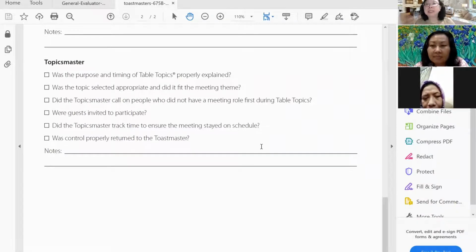In table topics, I think you also need to pay attention when there are guests. The topic master has to introduce what table topics is. A lot of the time we assume that people know, but if we have many guests, they don't know. So we have to explain that table topics is actually practicing an impromptu speech, and we need to do so because in our day-to-day life, we often face situations where we have to speak without any preparation.